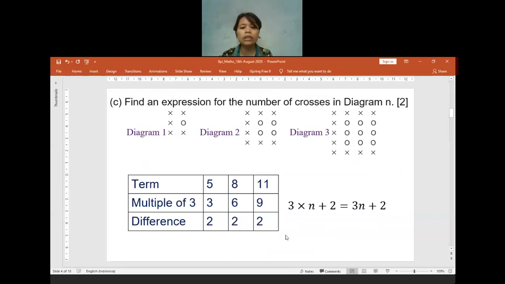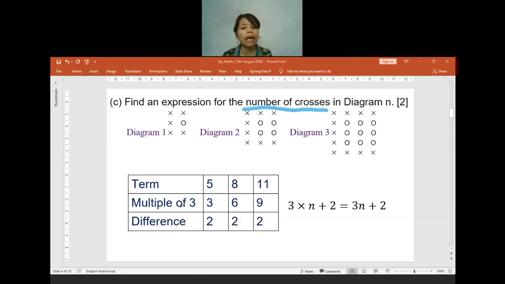For question 1C, we have to find the expression for the number of crosses. Some of you found the expression for the number of circles. Please read the question properly because the question asks for the number of crosses. So we have to find how many crosses there are in each diagram. For the first diagram, there will be 5 crosses. In diagram 2, it will be 8 crosses. At diagram 3, it will be 11 crosses.